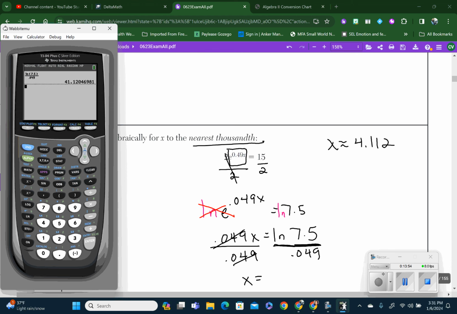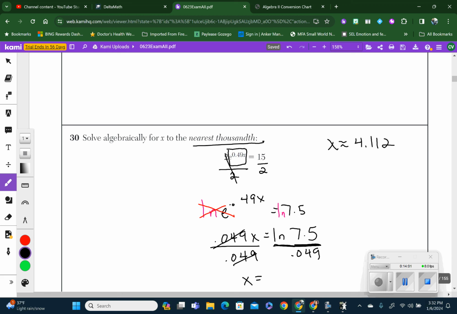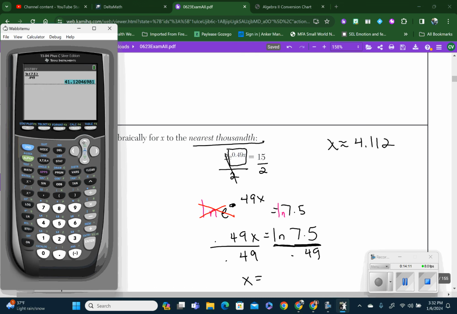0.049, right? Yes, good. Oh, I keep putting 0.049. It's not. It's 0.49. All right, so the 0 is not there, the 0 is not there, the 0 is not there. Yes. So when I go to my calculator now and I go up here, hit enter, and I take out my 0, which is not supposed to be there, hit answer, I'll get my 4.112.